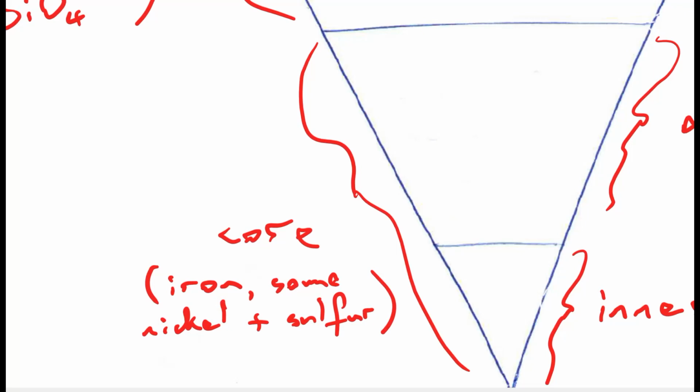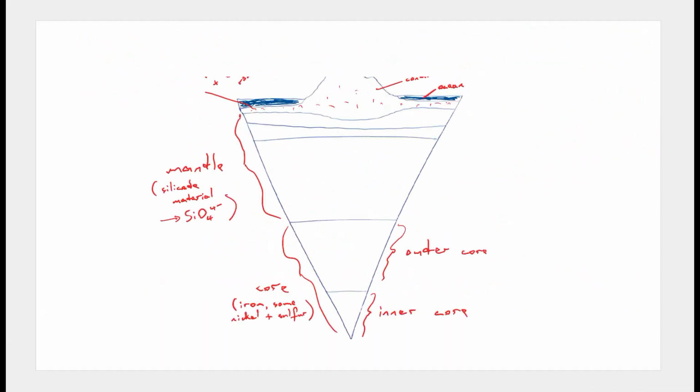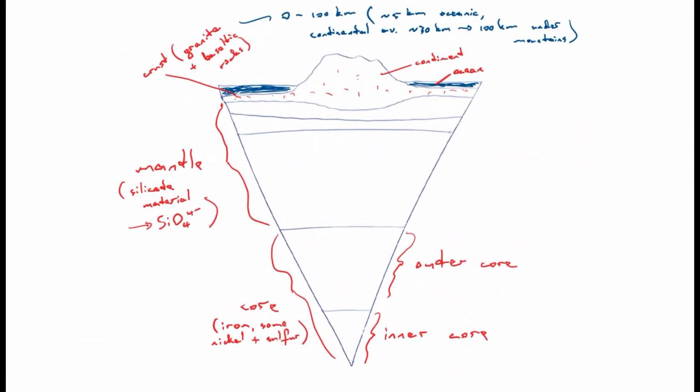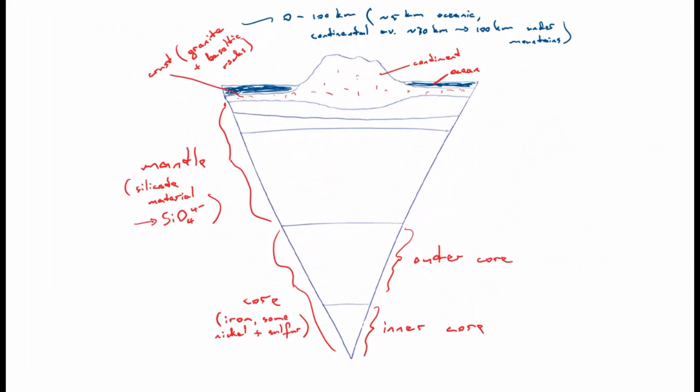There we go. So we have the main layers, which, like I said at the start, you've probably come across. The crust, the mantle, and the core. The core we differentiate into the inner core and the outer core. We've said what each one is composed of. So the core is iron and some nickel and sulfur. The mantle, silicate material, it's got SiO4. And the crust is largely granite and basaltic rocks. We've also talked about how thick the crust is.